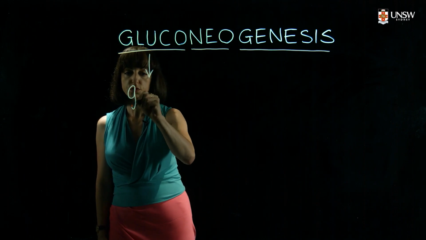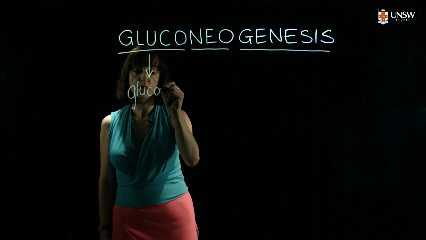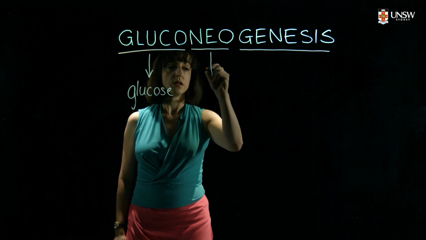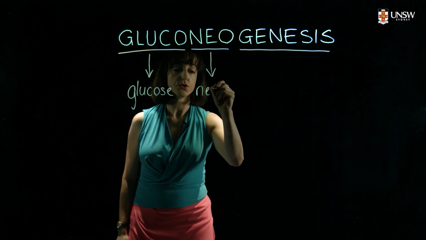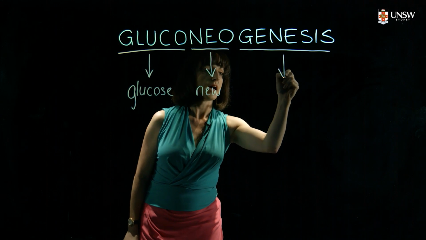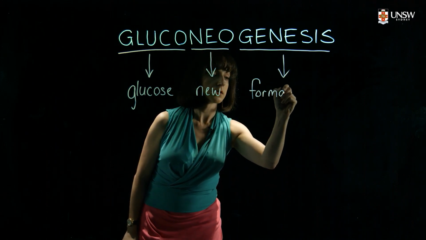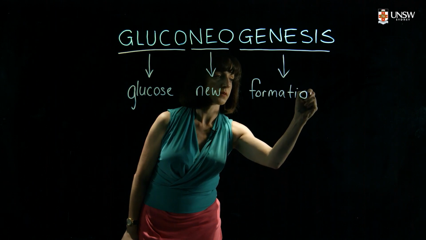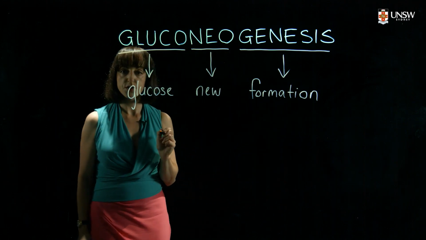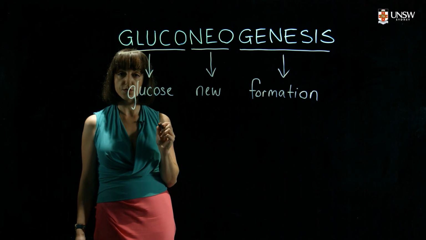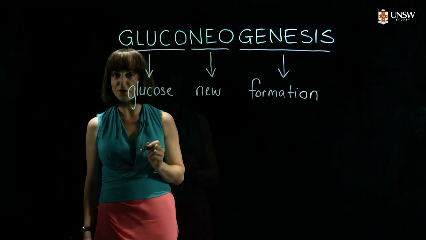Gluco referring to glucose or sugar. Neo referring to new. And genesis referring to the formation or origin of something. So if we link those three terms, you can see that gluconeogenesis refers to the formation of new glucose.